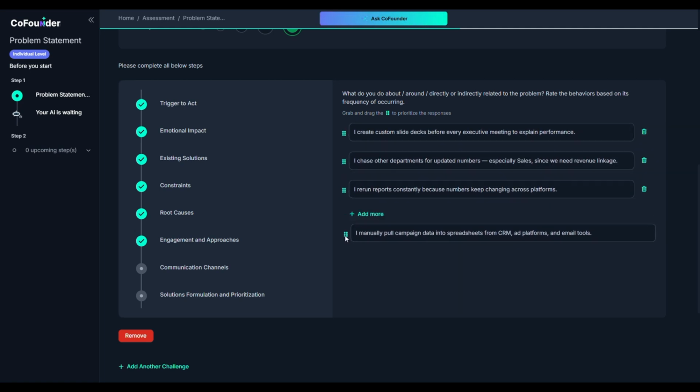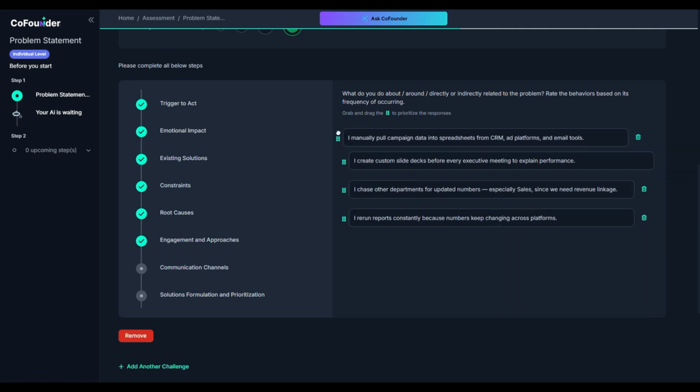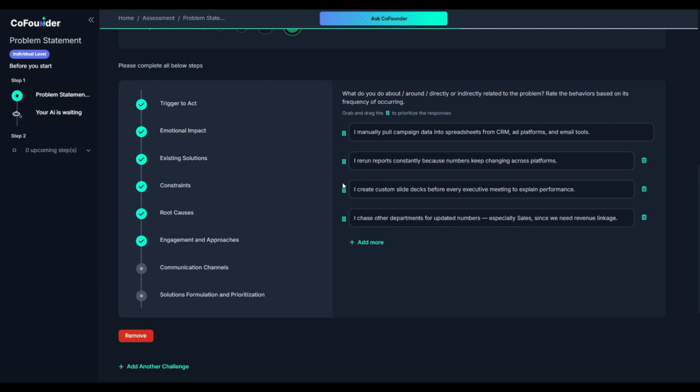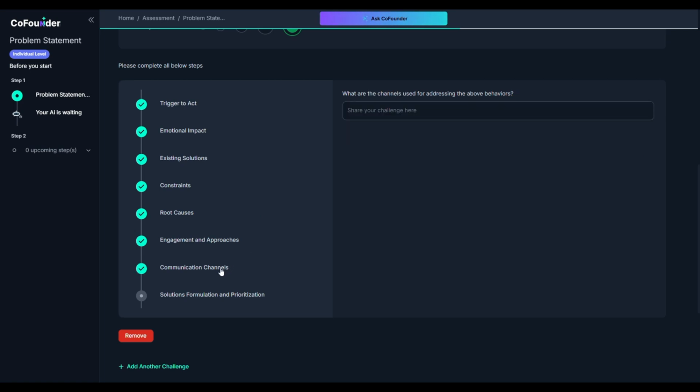After entering these, he drags to reorder based on frequency, most to least common. Why does this matter? Because what we repeatedly do, even if it's inefficient, shows where the friction really lives. And the more frequent the workaround, the more valuable it is to solve at the root.